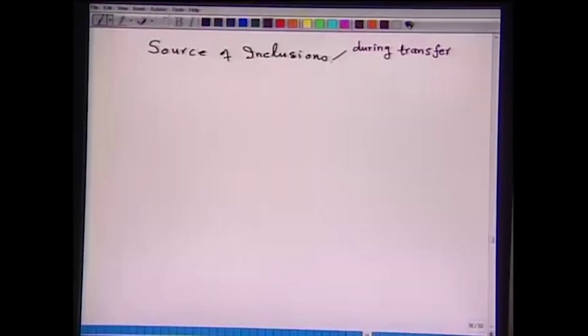Another source of inclusion is during solidification. When steel solidifies, the impurities are rejected into the liquid because of the low solubility of that impurity in the solid. So, depending on the concentration of impurity and depending on the partitioning of solute element between solid and liquid, the formation of inclusion can also occur during solidification of steel.